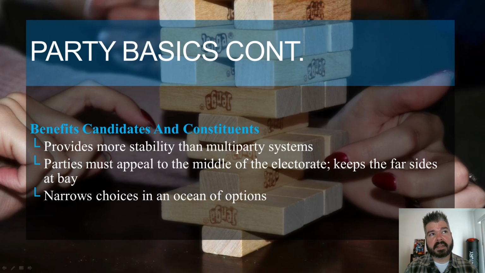it's more stable because we have to choose between Coke or root beer or Sprite and Dr Pepper. We have two choices rather than a host of choices to sift through. So the point I'm trying to make is it's a little more stable. Parties must appeal to the middle of the electorate. It keeps the far sides at bay.